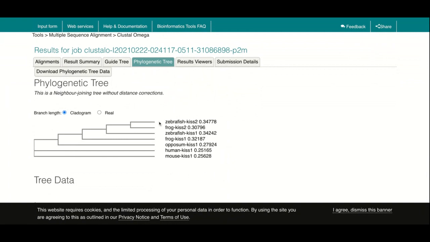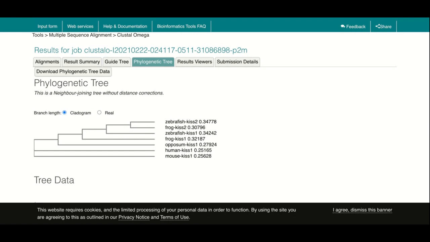You're going to learn to interpret these, but the way we follow a cladogram or a real tree, it doesn't matter if it's the additive or the cladogram. Whatever is coming from these two branches, these two are the most closely related to each other. And then this one is the next most closely related, which you might find a little surprising. You might have postulated that kiss 1 and kiss 2 of zebrafish are closer to each other than the frog and the zebrafish kiss 2.